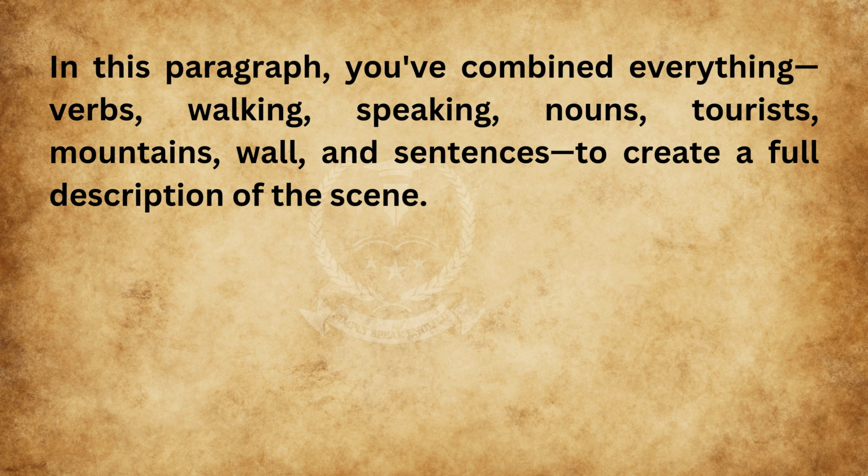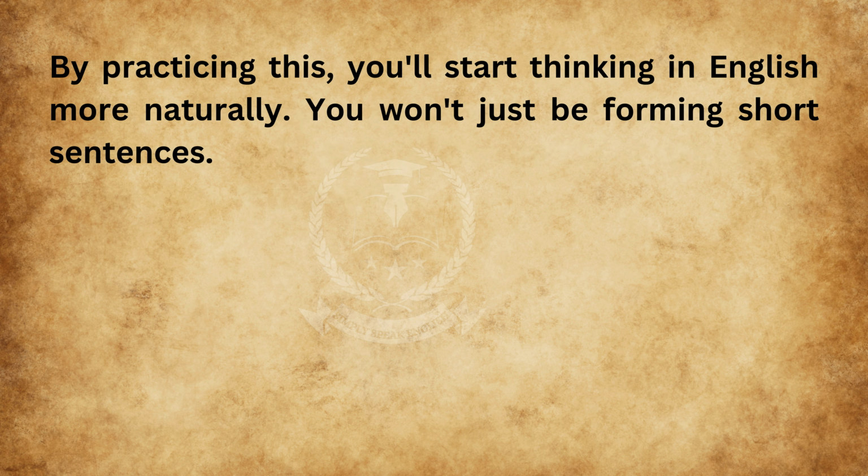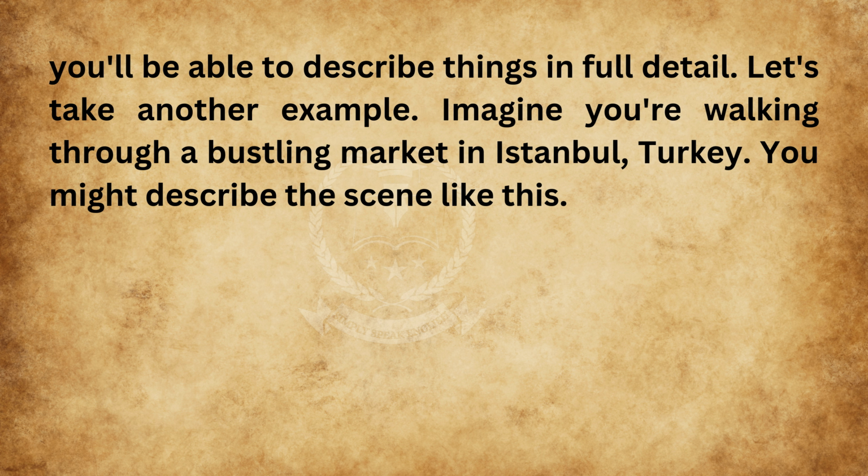In this paragraph, you've combined everything: verbs, walking, speaking, nouns, tourists, mountains, wall, and sentences, to create a full description of the scene. By practicing this, you'll start thinking in English more naturally. You won't just be forming short sentences. You'll be able to describe things in full detail.